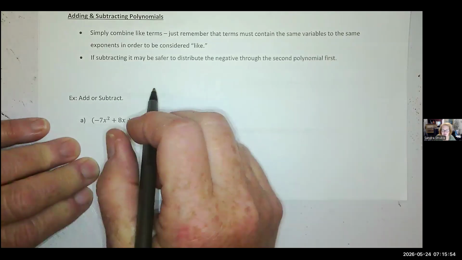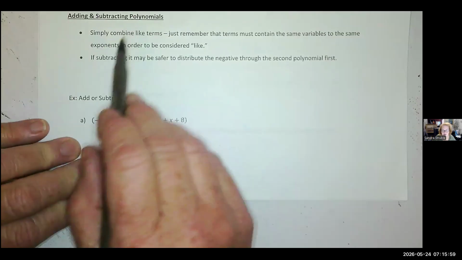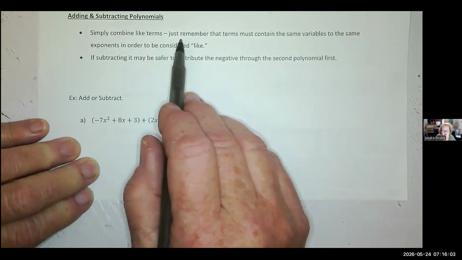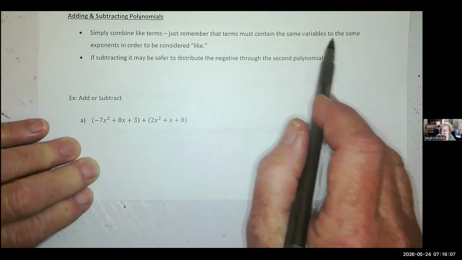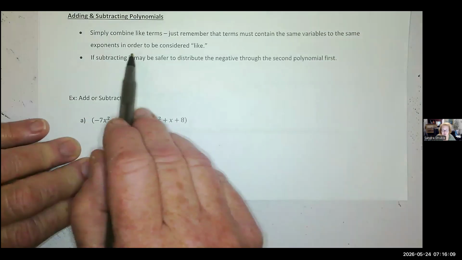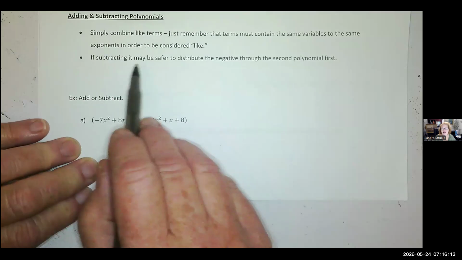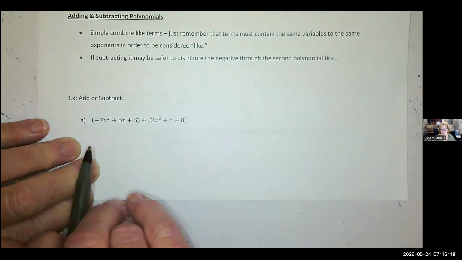Adding and subtracting polynomials. So we're going to simply combine like terms. We've been doing this all along now. Just remember that like terms must contain the same variables to the same exponent in order to be considered like. If subtracting, it may be safer to distribute the negative through the second polynomial first, and I'll explain that. That's just distribution. So you don't want any parentheses.